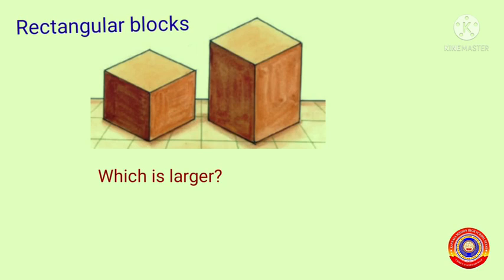Here are two rectangular blocks. Find out which is larger. The length and breadth of both the blocks are the same, but the second block has more height than the first one. So, the second block is larger.